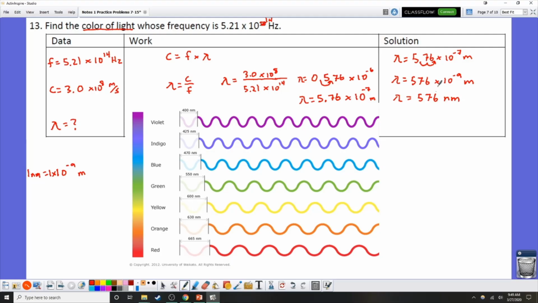Okay. So now we want to take a look at this chart to correspond that to a color. It's somewhere in between green and yellow. So 550 is going to be green and yellow is going to be 600. So what I'm going to say is green yellow. That's the color of light that is given off by this specific wavelength. So there's the answer for number 13.